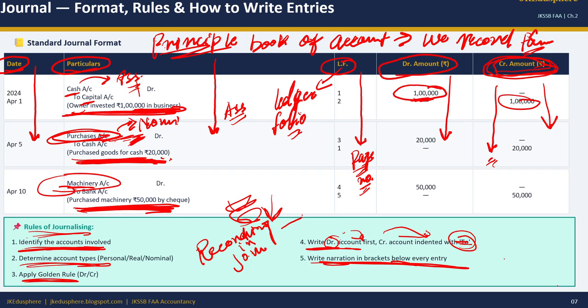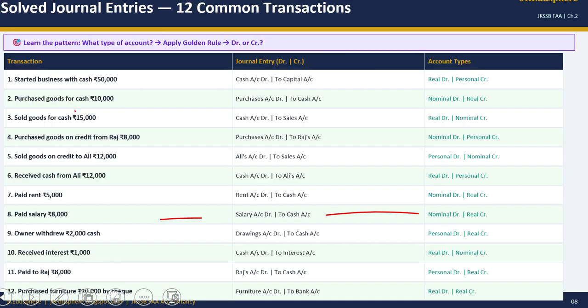Recording in the journal is known as posting. Right, posting. We have got MCQs as well on this. So let's see some short journal entries. We need to see these and learn the pattern of how it is done. And in the next video itself, we will make a proper journal and you'll see how the transactions are done.